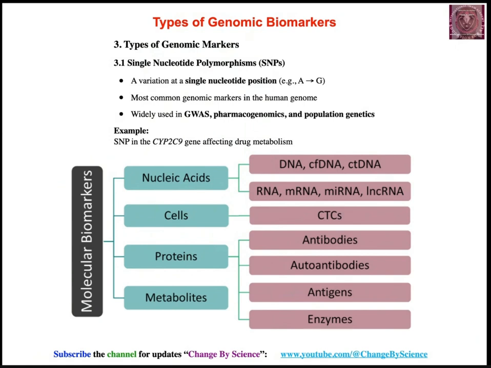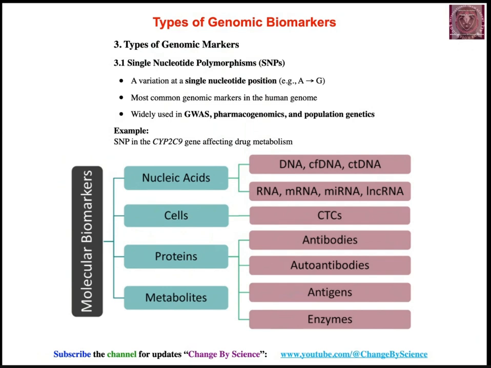For example, SNPs or single nucleotide polymorphisms. A variation at a single nucleotide position, for example, A to G, G to C, or C to A, something like this.